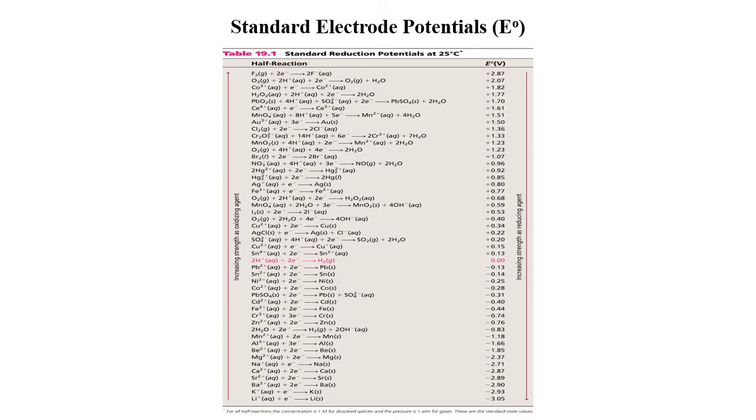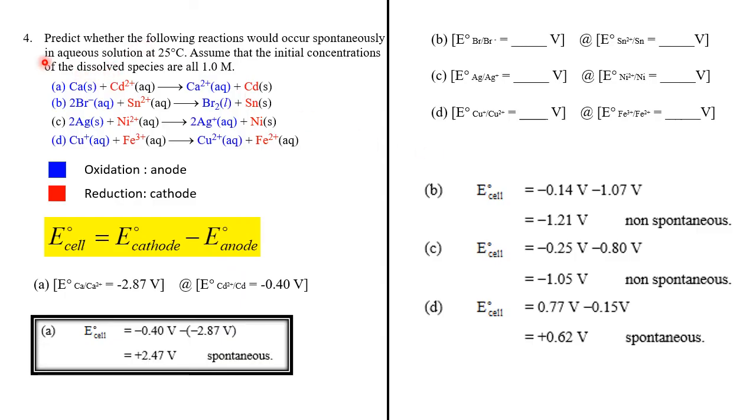for certain species. So for example, question 4. Predict whether the following reaction will occur spontaneously in aqueous solution at 25 degrees Celsius. Assume that the initial concentrations of the dissolved species are all 1.0 molar, meaning at standard condition. At standard condition, we determine the spontaneity based on the E° cell. If positive, yes, spontaneous. If negative, then non-spontaneous.